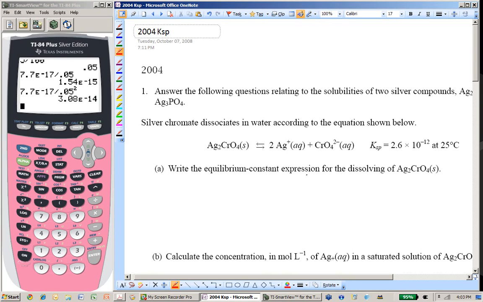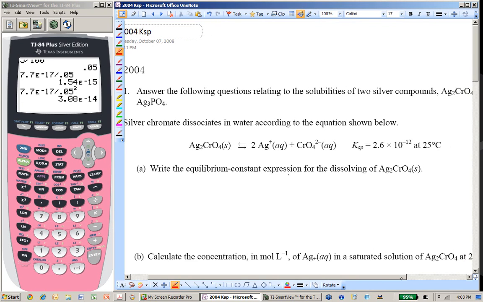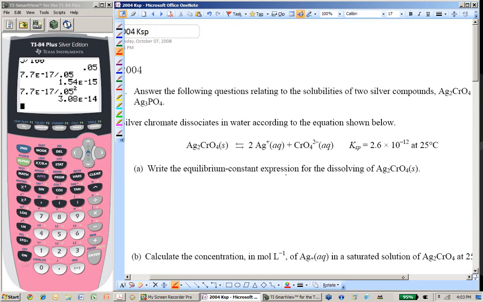You're going to get tested on this one way or the other. That's all there is to it. It's just, will it be free response or will it be multiple choice? If I was a betting woman, I'd say multiple choice.